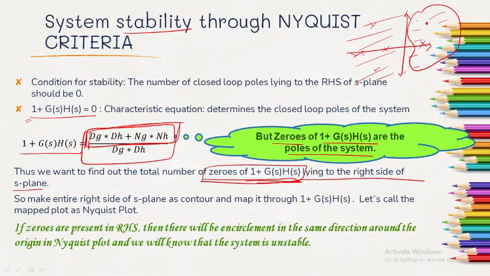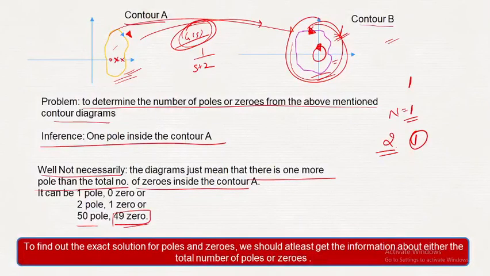So what we do, हम क्या करते हैं Nyquist में, what we do, we make the entire right side of the S plane as the contour. तो हम अभी तक जो बात कर रहे थे, we were defining one contour, यहाँ पे आप एक कोई contour बना रहे थे, ठीक है. अब हम क्या करते हैं, वो contour को हम specify कर देते हैं.